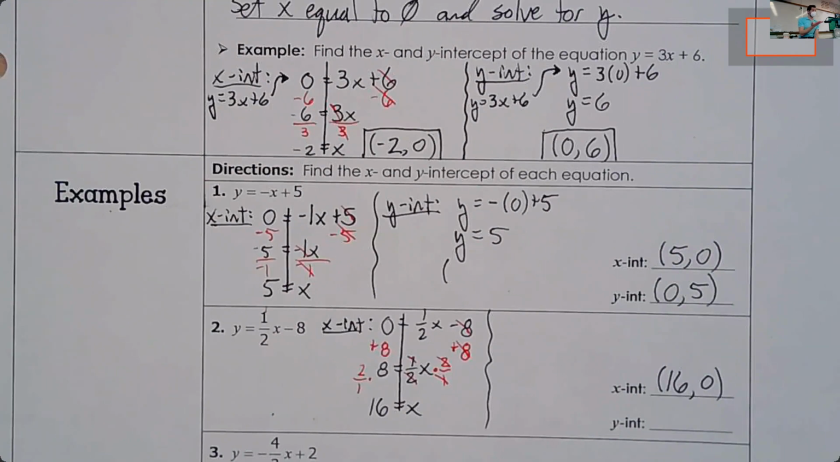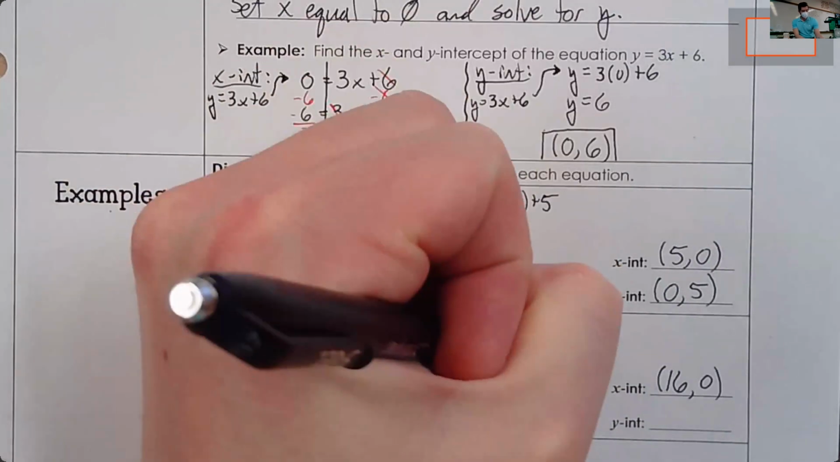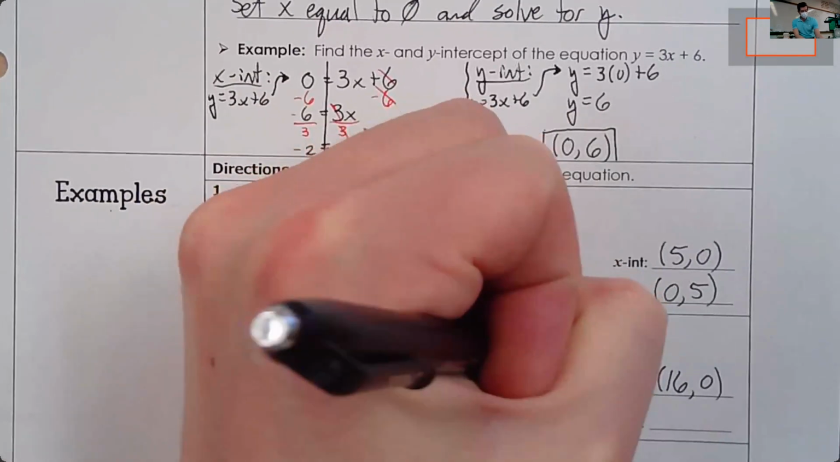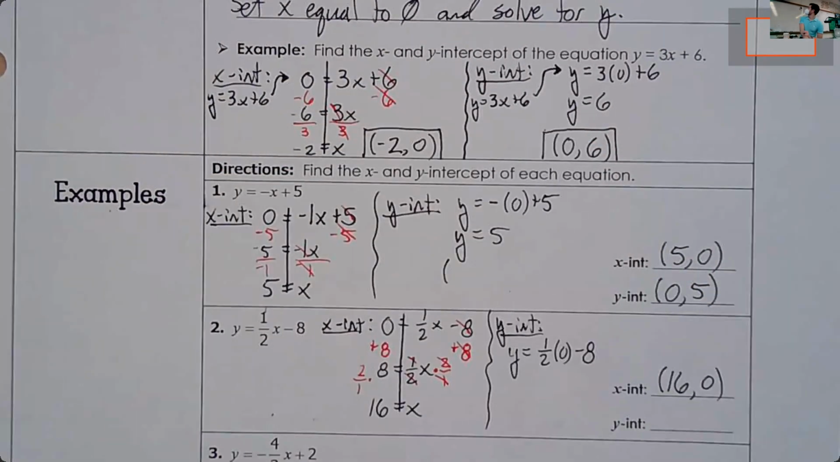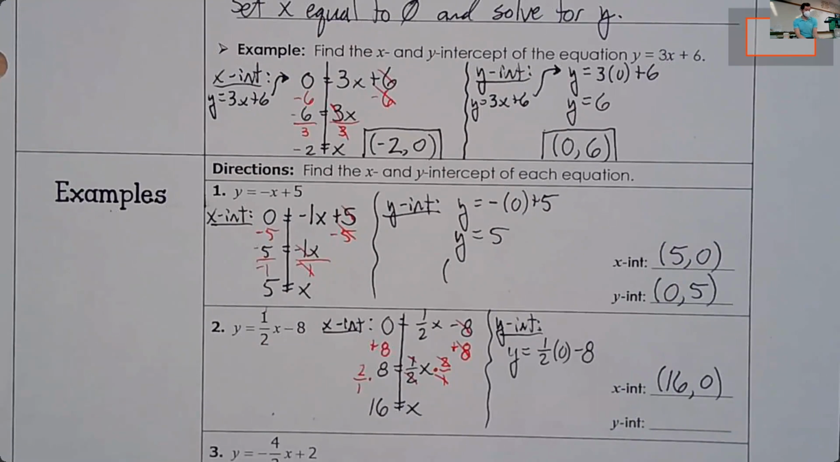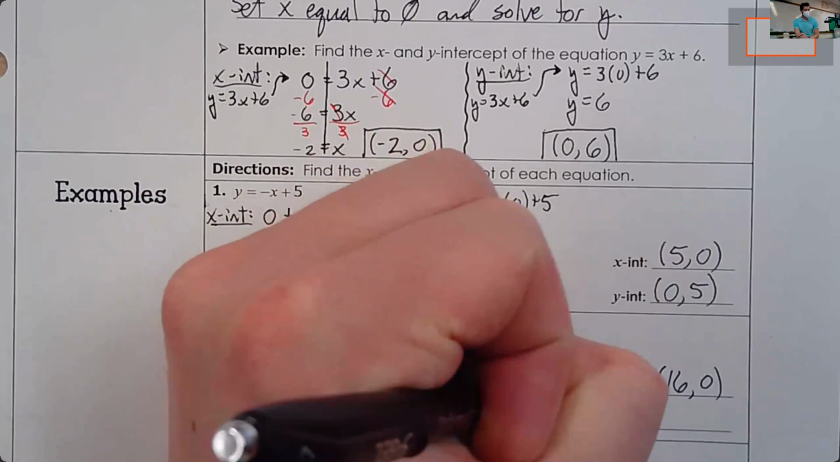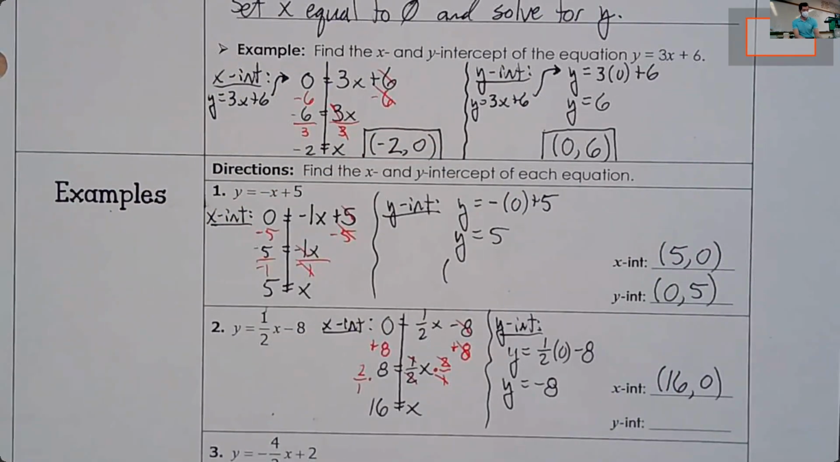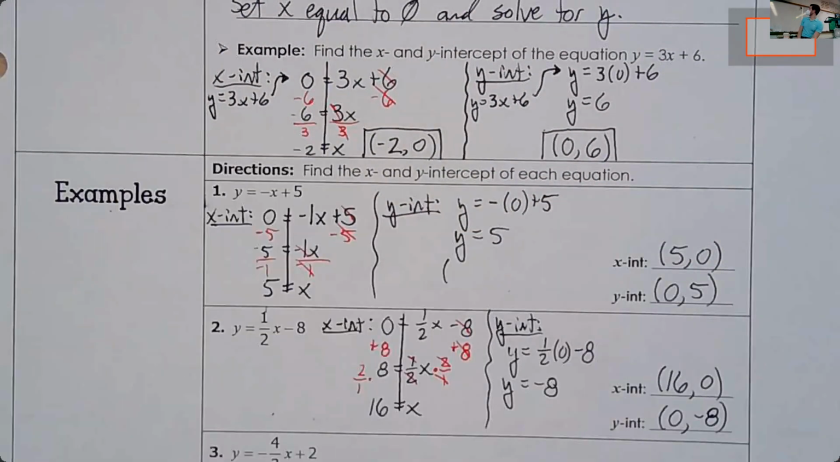Now finding the y-intercept is going to be easier because we're plugging in 0 for x on this next one and then solving for y. So the y-intercept is going to be y equals 1 over 2 times 0 minus 8. 0 times anything is 0, so 1/2 times 0 is 0. 0 minus 8 is negative 8, so y equals negative 8. So the y-intercept is 0, negative 8. No algebra was needed on that.